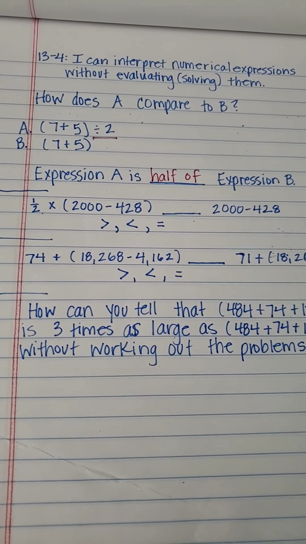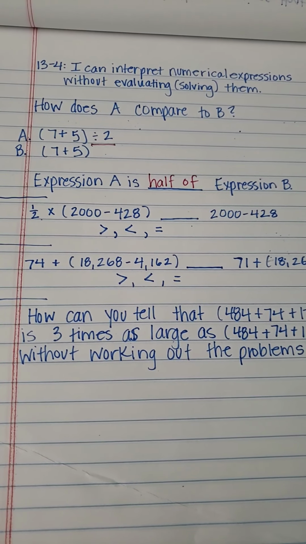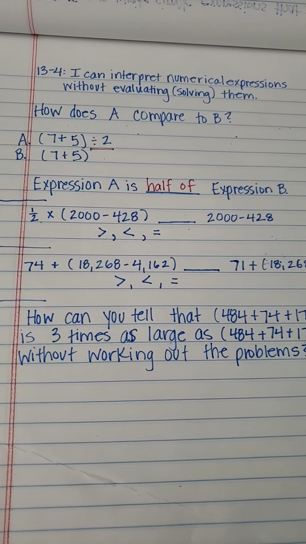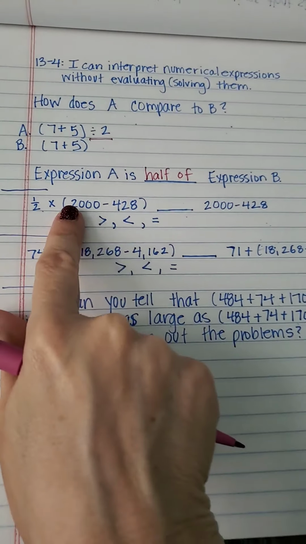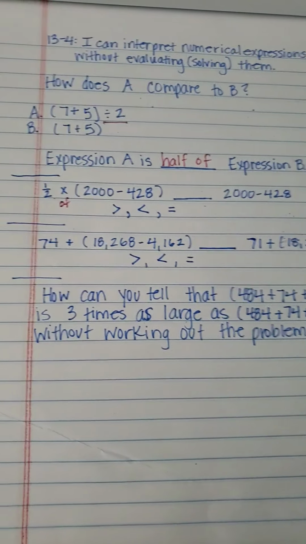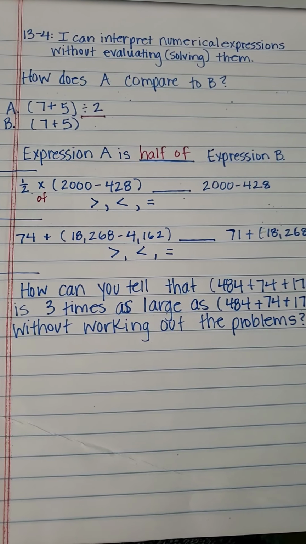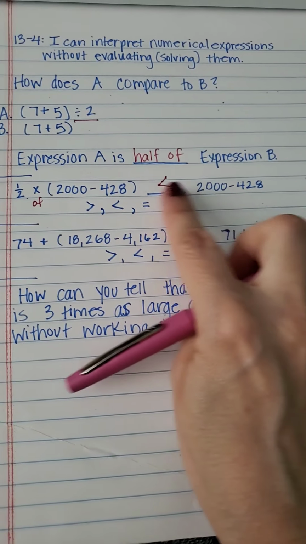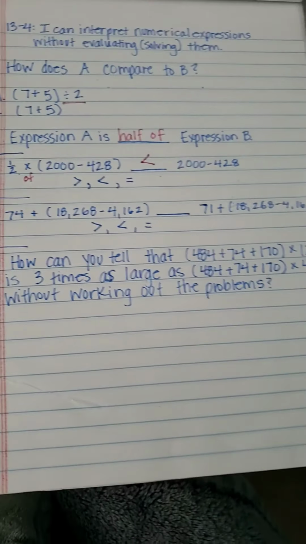All right, let's look at the next one. Now we're going to put greater than, less than, or equal to in this one. 1/2 times, parenthesis, 2,000 minus 428 is greater than, less than, or equal to 2,000 minus 428. Now remember how I've told you guys this multiplication sign means of. So 1/2 of 2,000 minus 428 is going to be less than, because that's half of this, because this 2,000 minus 428, it's the same on both sides.